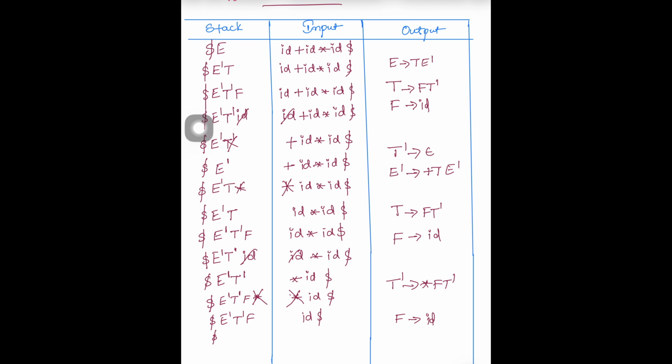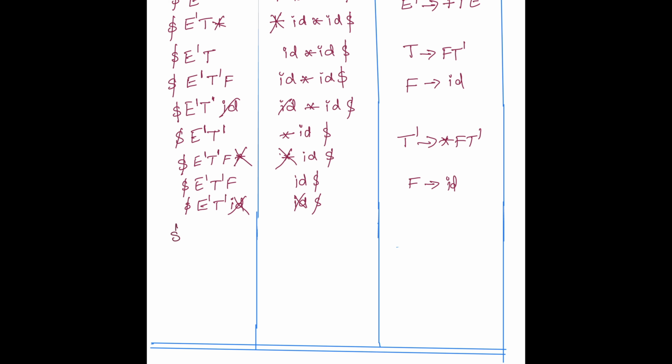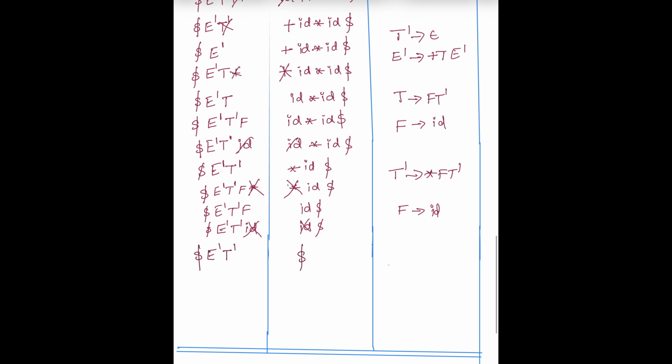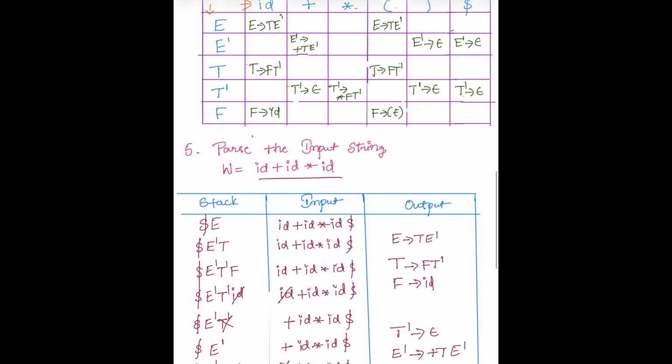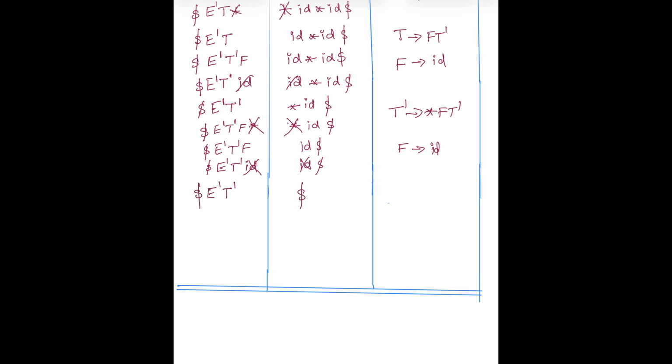Next, dollar E prime T prime ID. The input is ID dollar. ID gets cancelled. Again the dollar symbol will remain. Next will be dollar E prime T prime, with the input dollar symbol. The input has reached the end, so T prime becomes epsilon and it will disappear.